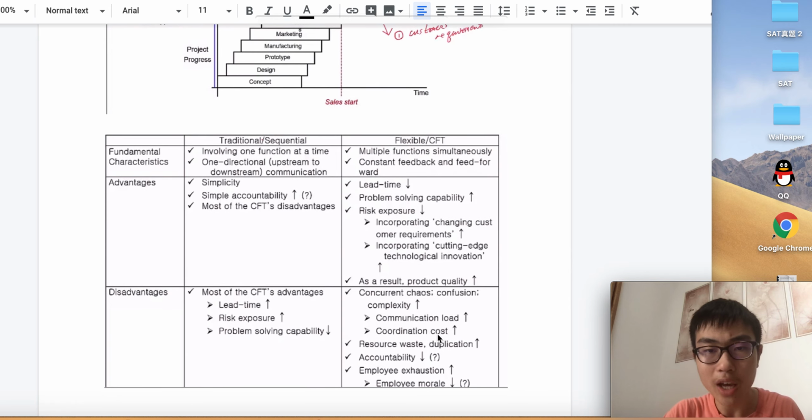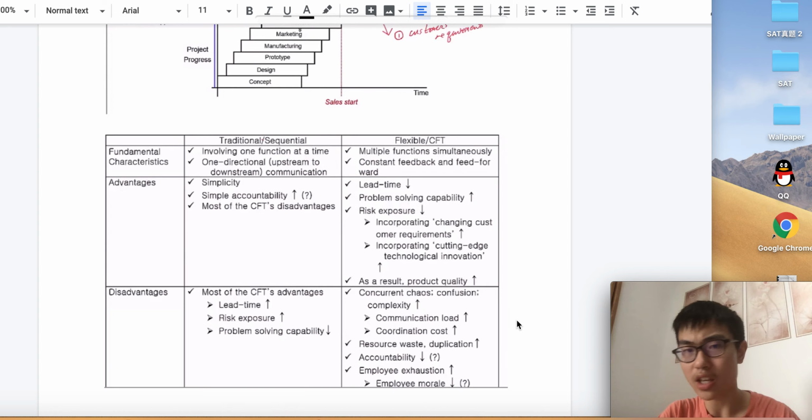And then we have maybe chaos can result in our company. This can be a severe issue, happens in our CFT approach, because there can be confusion. It can be concurrent chaos. If chaos goes to a certain point, efficiency can decrease, and it can be even worse. It can be much worse than the sequential approach, because even the product cannot come out in the market. So it can definitely be really costly if there's chaos in the company.